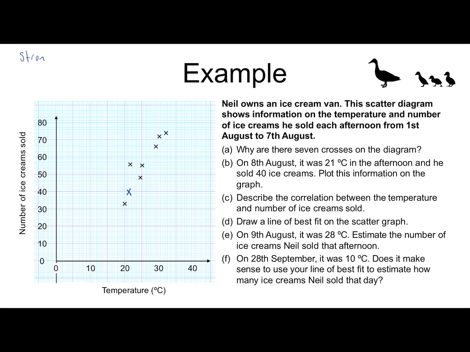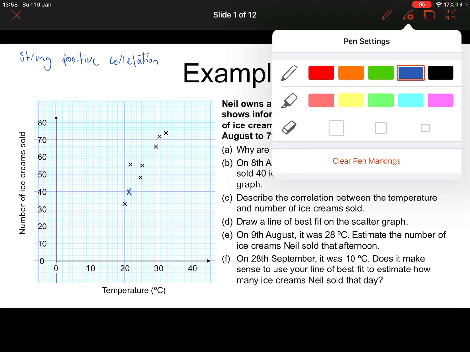Describe the correlation between the temperature and the number of ice creams. Now, clearly this is what we would call a strong positive correlation, which really means as the temperature increases, we would expect the number of ice creams sold to increase. Okay? Now, draw a line of best fit.